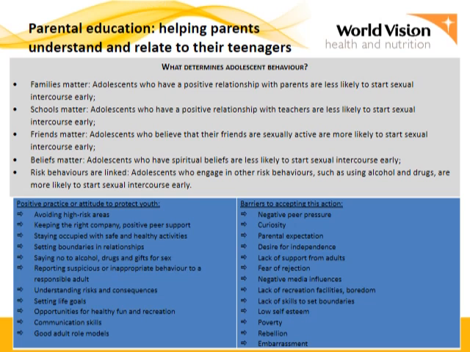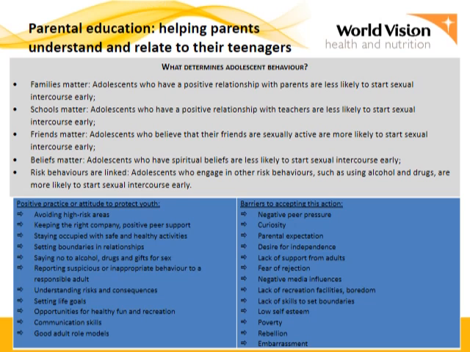First of all, families matter. That means that adolescents who have a positive relationship with their parents are less likely to start sexual intercourse early. By a positive relationship, I am talking about that open communication style, a level of trust with their parents, parents setting clear boundaries and making clear expectations, but also enabling children to have a sense of choice and independence, but being supportive of them making those good choices.